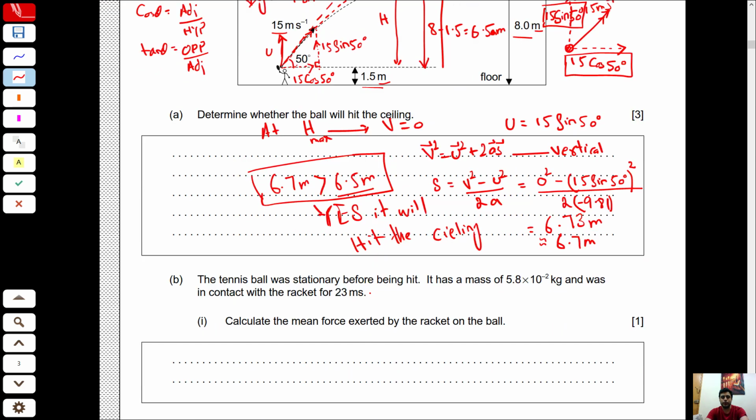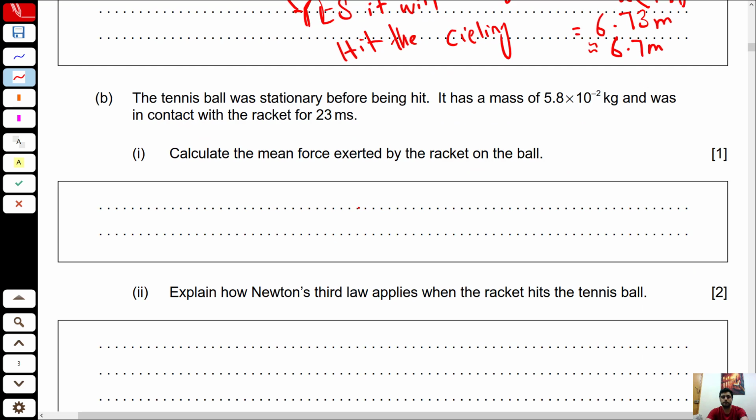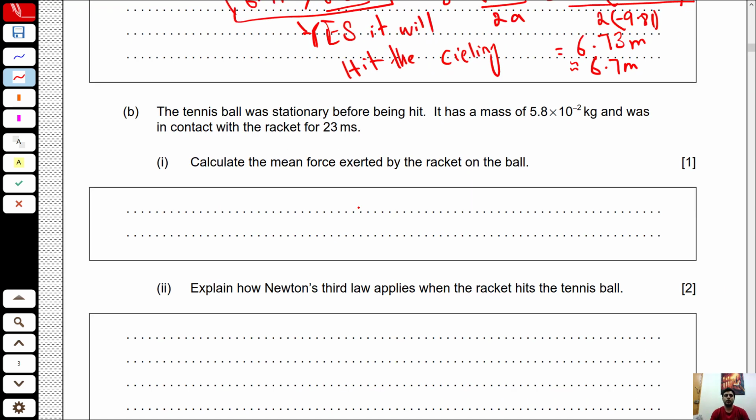All right. Question number 2, part B. The tennis ball was stationary before being hit. It has a mass of this much kg and was in contact with the racket for 23 milliseconds. Calculate the mean force exerted by the racket on the ball.